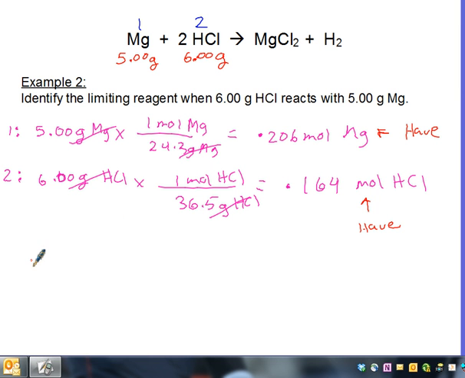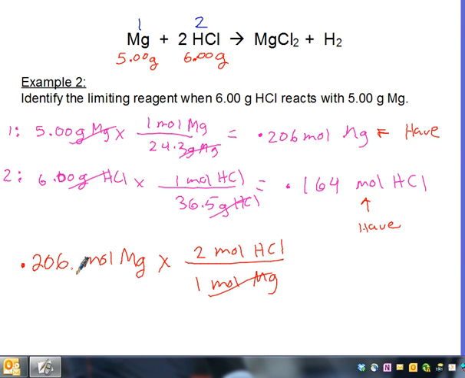Okay, so Herzog won the fight, so we're going to start with 0.206 moles of magnesium, Mg. Convert it to moles of the second chemical, HCl. So use the mole ratio. All right, so that's 2 moles HCl over 1 mole Mg, and the moles Mg cancel. All right.